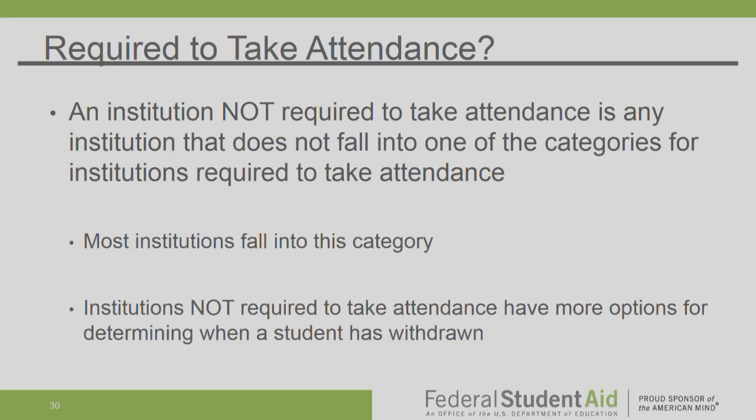So those are the requirements for schools that are required to take attendance, but what about those who are not? An institution not required to take attendance is basically any school that doesn't fall into one of the categories for those that are required to take attendance, and that's most institutions. Institutions that are not required to take attendance have more options for determining when a student has withdrawn.